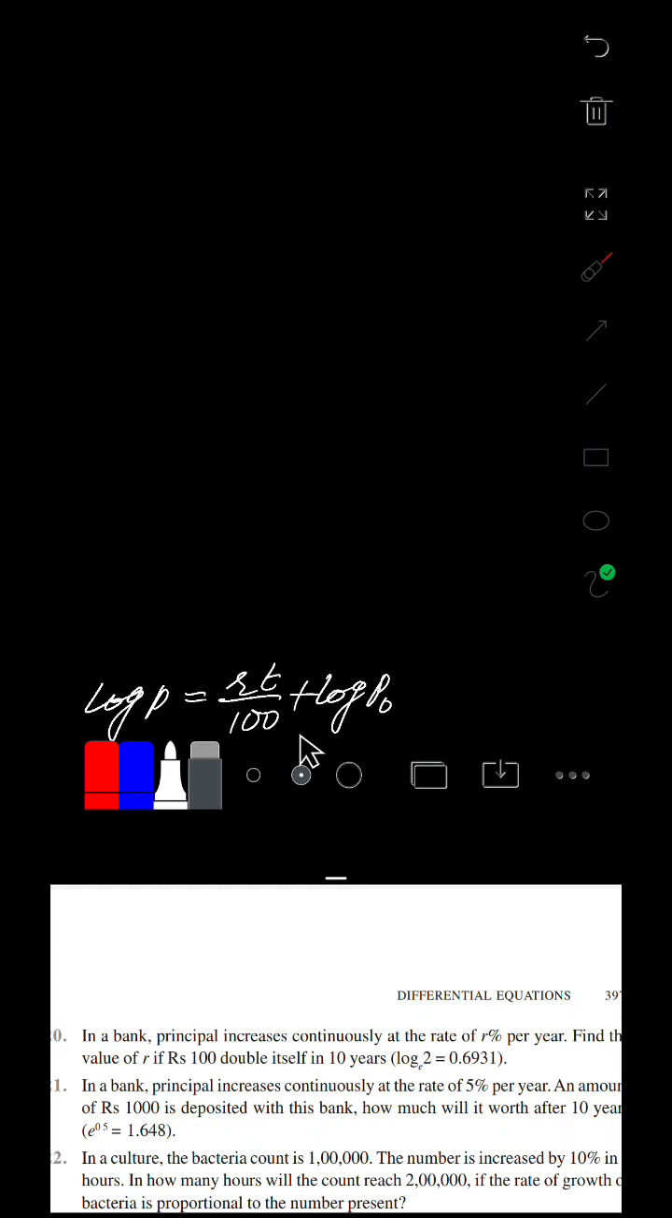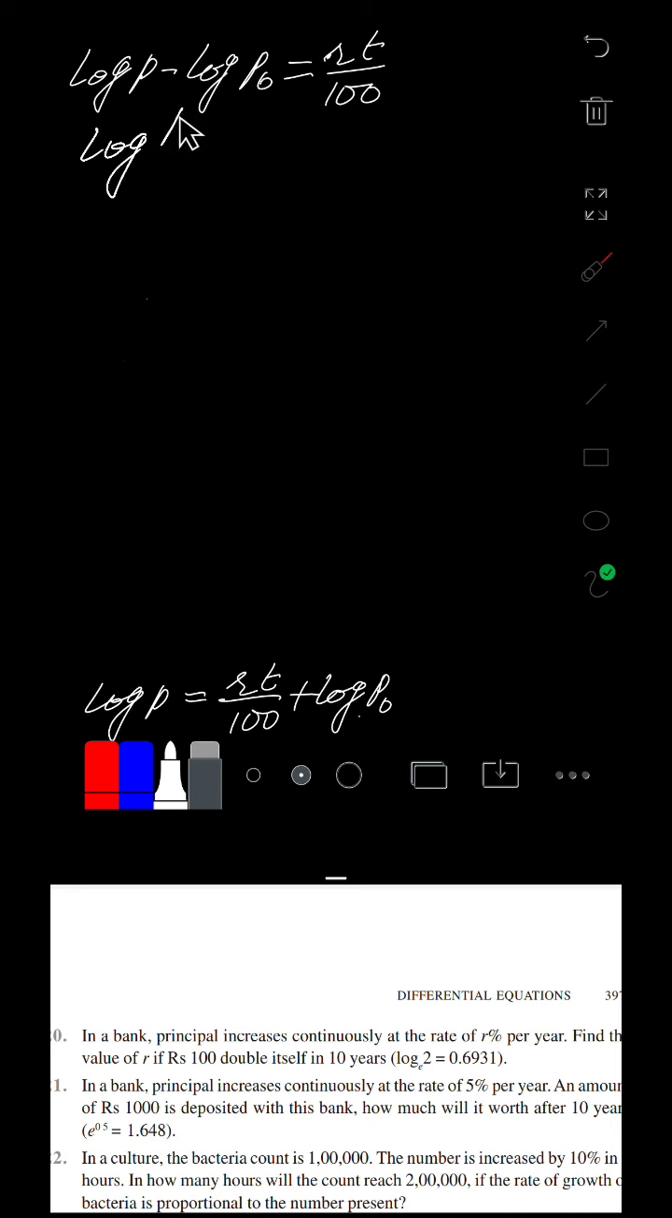Now proceeding from this step, transposing log P naught to the left hand side, we have log P minus log P naught is equal to Rt upon 100. Let it be equation number 3. Log m minus log n is equal to log m upon n. Using this property of logarithm, we may write it as log P upon P naught is equal to Rt upon 100.